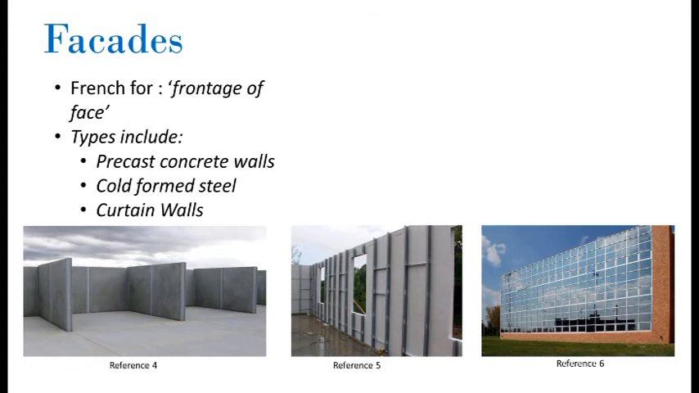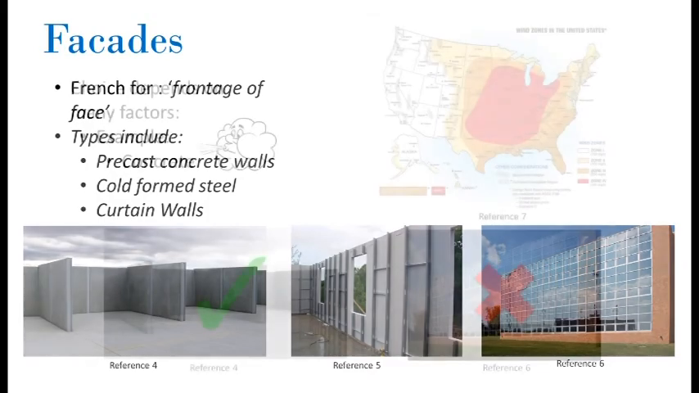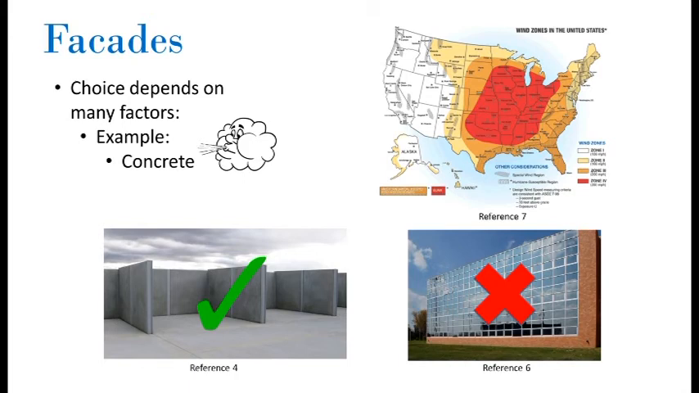Coming from the French translation of frontage of face, a number of different types of facades are used, such as precast concrete walls, cold-formed steel finished with stucco, glass, mixed material such as steel framing and glass, and curtain walls. The choice of which facade to implement on a building depends on a number of factors.